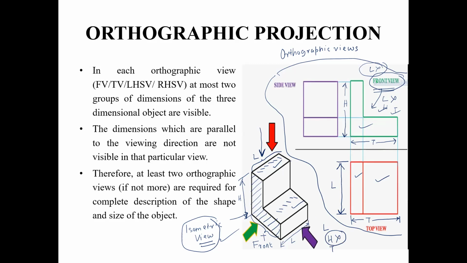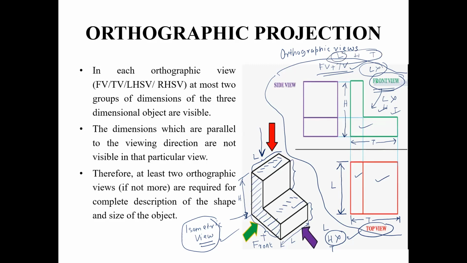But from the top view, you cannot tell anything about the height axis. So all the height related features, their dimensions cannot be extracted from the top view. So you cannot tell what is the length of this edge, because these are parallel to the height axis. So if you have only top view, you will miss out on the height. If you have only front view, you will miss out on the length. But if you have front view plus top view together, then you will get length, height, thickness, everything.